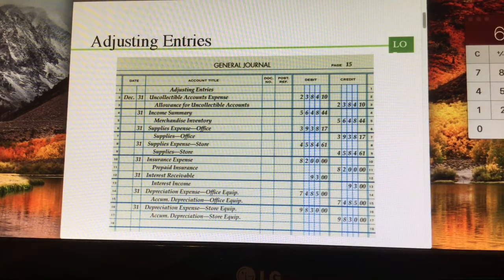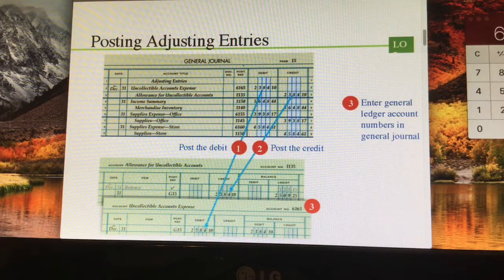So first off, here's all the adjusting entries we've done. So we've done the uncollectible, the income summary, and then we've closed off our expenses. And we've done our depreciation expense on our office equipment and our store equipment. So this is pretty much gearing us towards the end of the fiscal year. What we do is we individually post each adjusting entry, the debit and the credit to each account, and then we go back and do the post reference. We've done this many times.